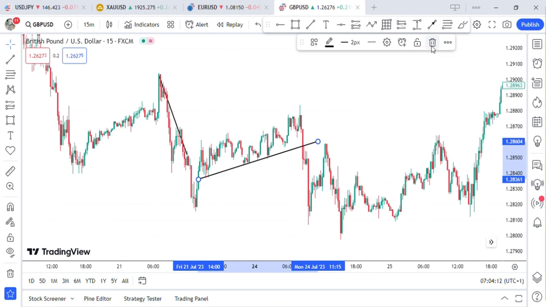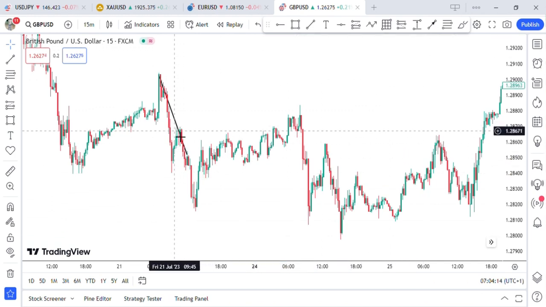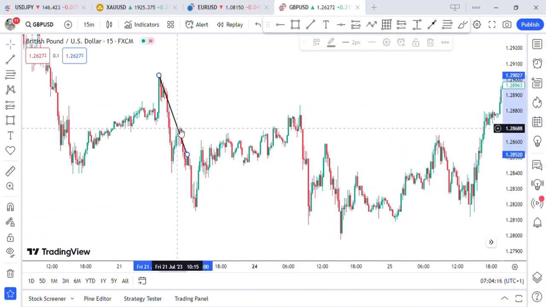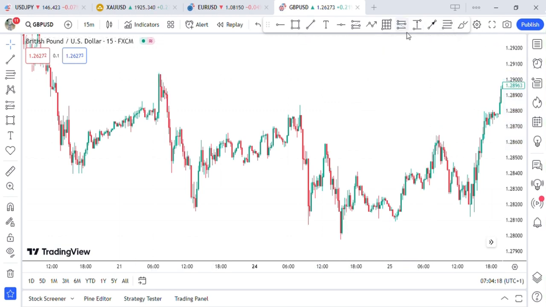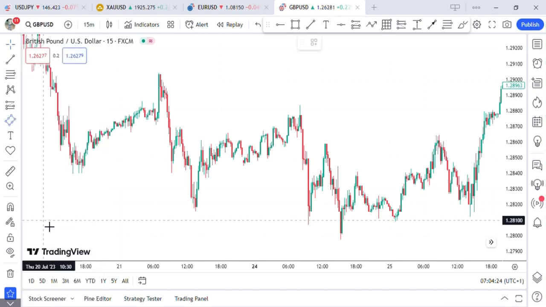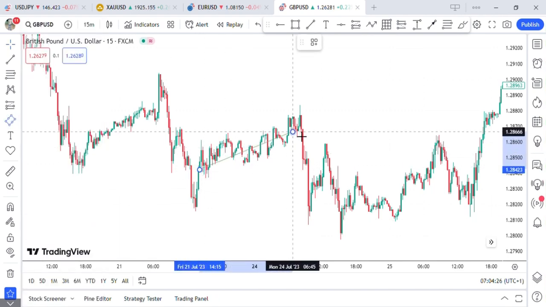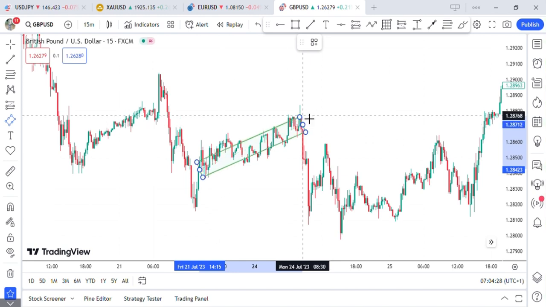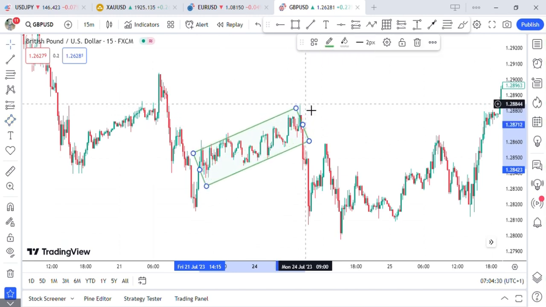Okay, so after that, let me just put a mark here, so you can know that this is the area we are talking about. Let me just put a sign here. Okay, so this is the area we are talking about.